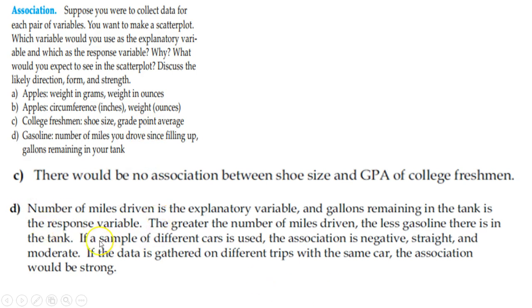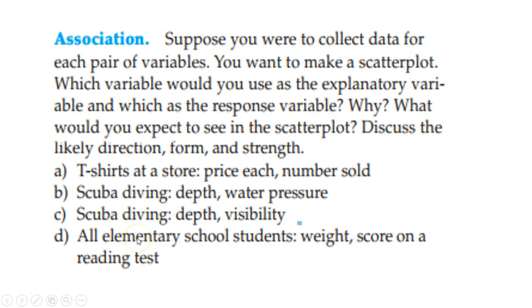So the number of miles driven is probably the explanatory, and the gallons in the tank is the response variable. The greater the number of miles driven, the less gasoline there is in the tank. If a sample of different cars is used, the association is negative, straight, and moderate. So it's negative, it's straight, and it's moderate. Now, we don't know the exacts of how in-depth it possibly is either.